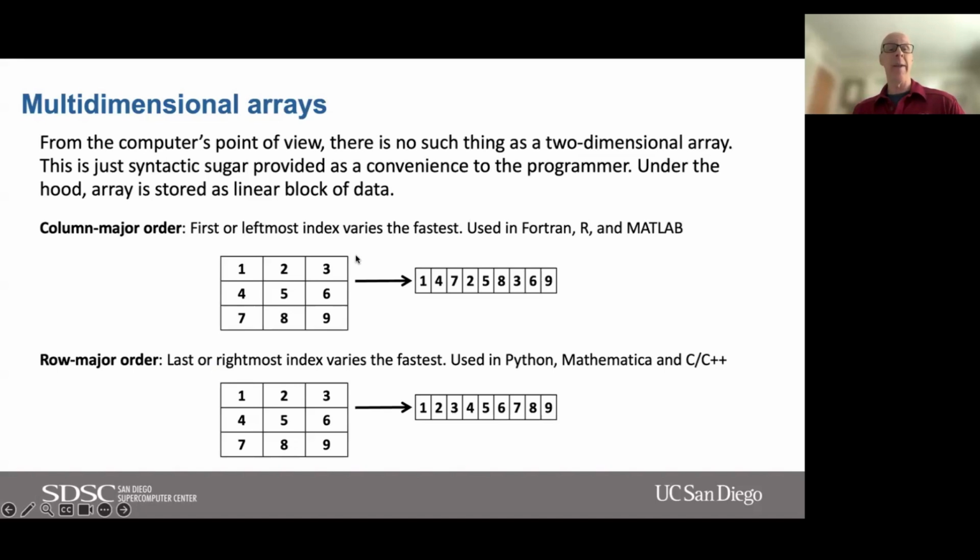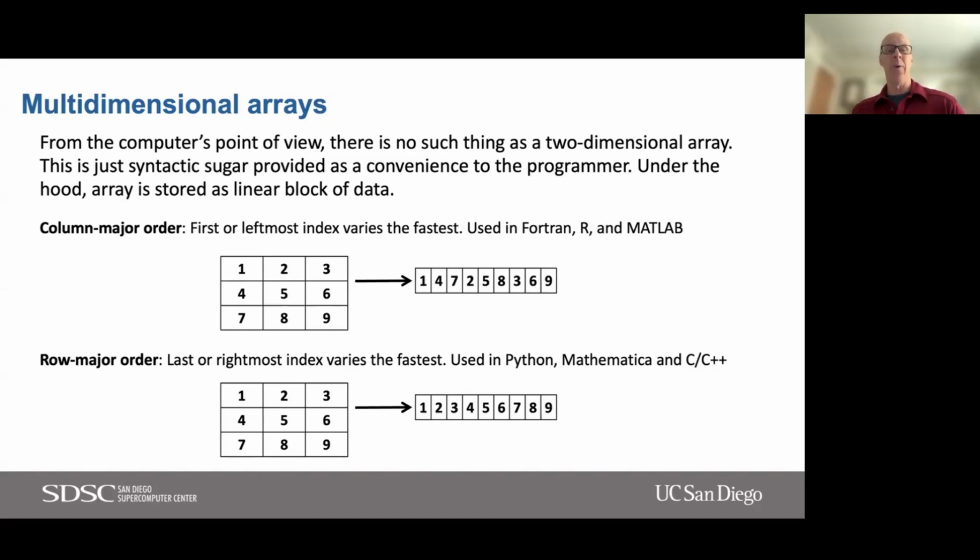Now going to multi-dimensional arrays, this is where things get a little more complicated. There really is no such thing as a two-dimensional array. It's what we call syntactic sugar, provided as a convenience to the programmer. Under the hood, multi-dimensional arrays are stored as linear blocks of data. Unfortunately, there are two different conventions. It's sort of like driving on the left-hand or the right-hand side of the road.